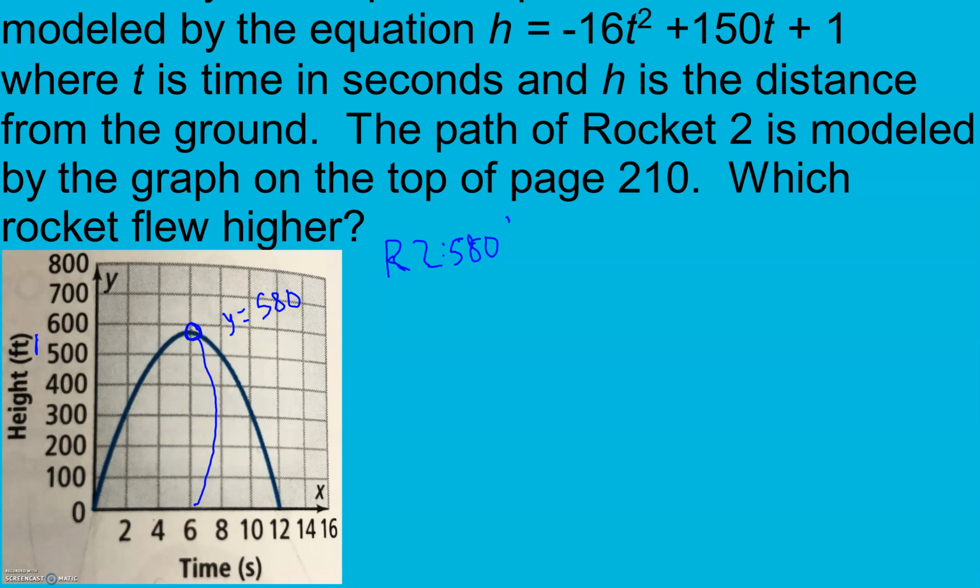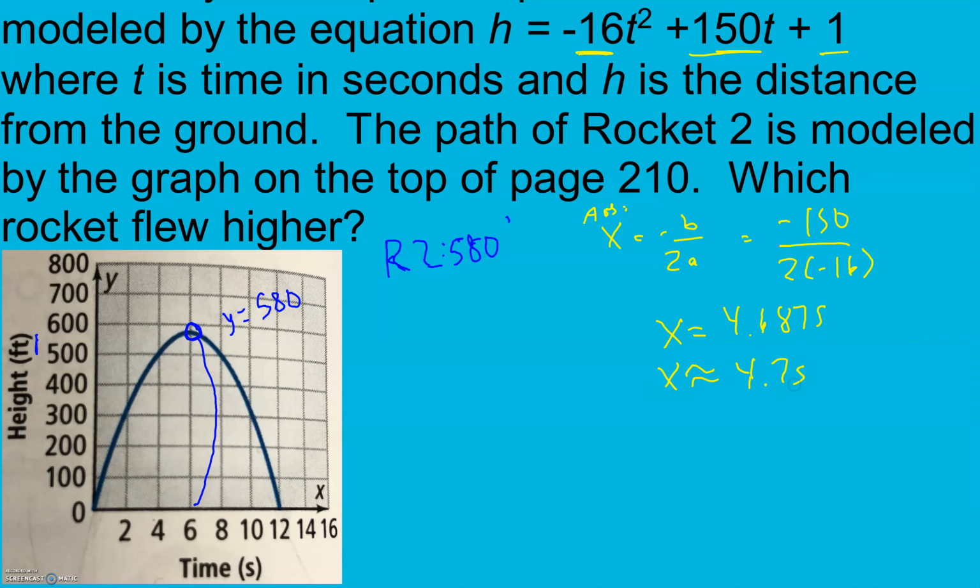To figure out how high rocket 1 flew, we're going to have to calculate, because here all we have is an equation. So we can come up with our vertex by finding our axis of symmetry first, which is x equals negative b over 2a. So negative 150 divided by 2 times negative 16. Here, my axis of symmetry is going to be about 4.6875. So x is approximately 4.7 seconds. Keep in mind, my x value is my time, my t.